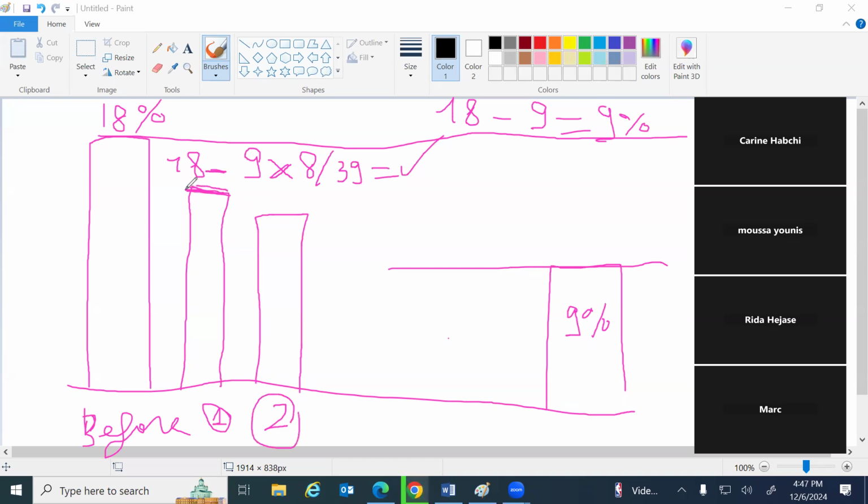So we take the value calculated here and we do minus what? 9 times the percentage of strategy 2. And since the weight of the second strategy is 20/39, we multiply by that.